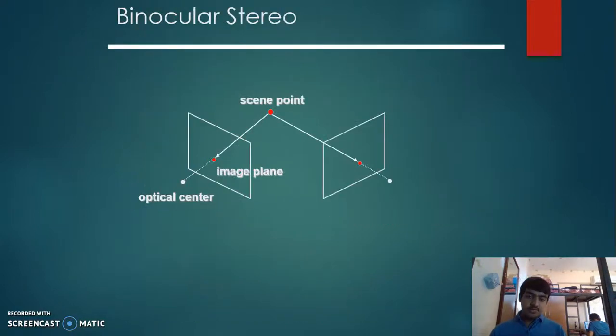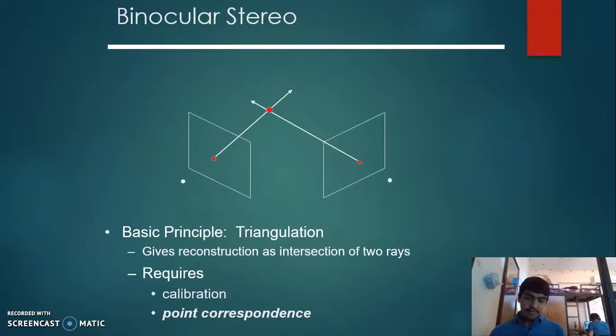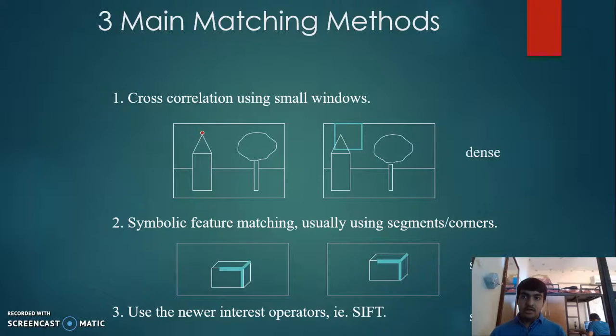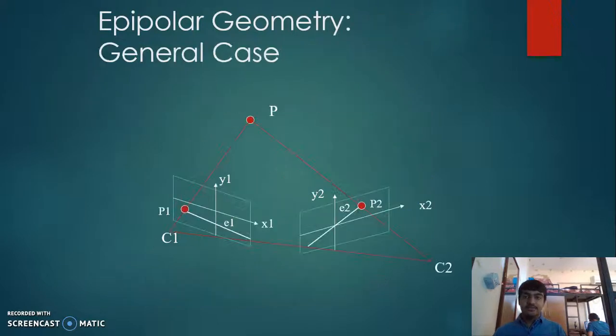Binocular stereo means from two points how we are going to have it. Triangulation: the principle we just discussed requires calibration and point correspondence. For some very specific applications, it can't be solved for those specific kinds of images, for example the windshield of a car. Now three main matching methods are cross correlation with a small window, symbolic feature matching usually using segments and columns, and using the newer interest operator, that is SIFT. The epipolar plane is another technique.